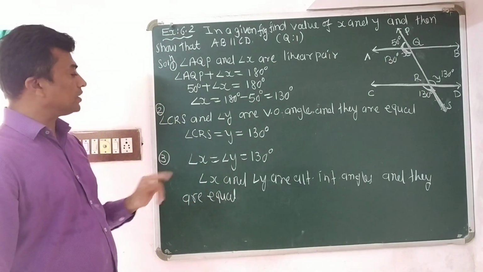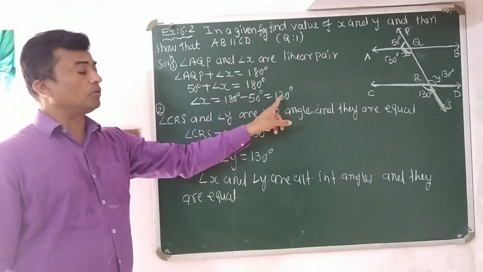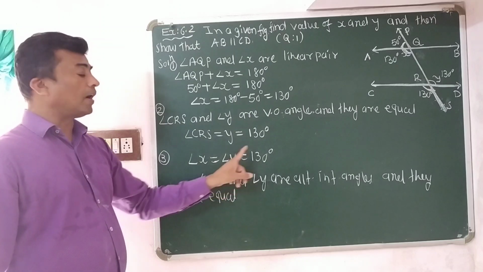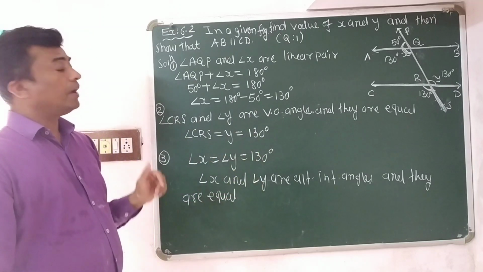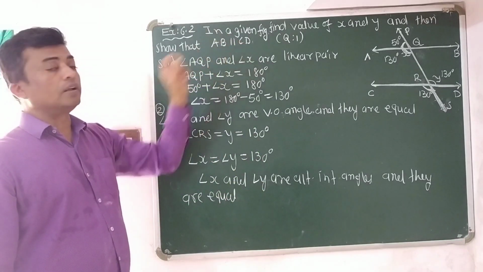So our final answer is: value of X is equal to 130 degree, value of Y is also equal to 130 degree, and we proved AB parallel to CD.